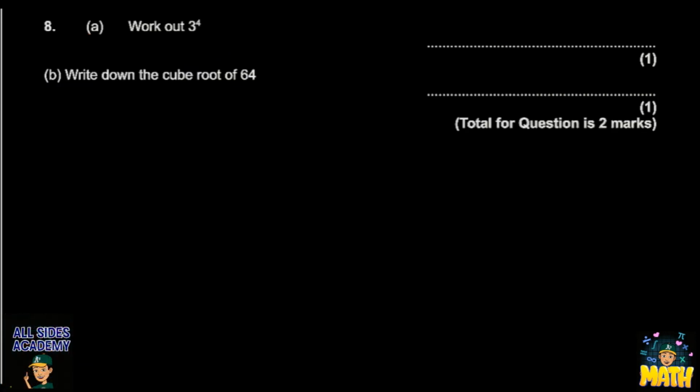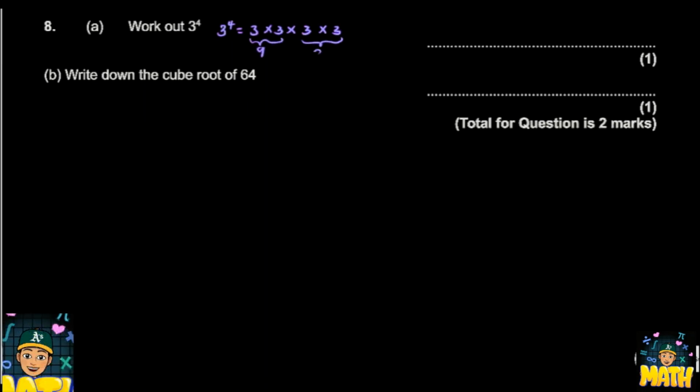Work out 3 to the power 4. 3 to the power 4 is multiplying 3 by itself 4 times. So that's 9 and 9, and 9 times 9 gives you 81.